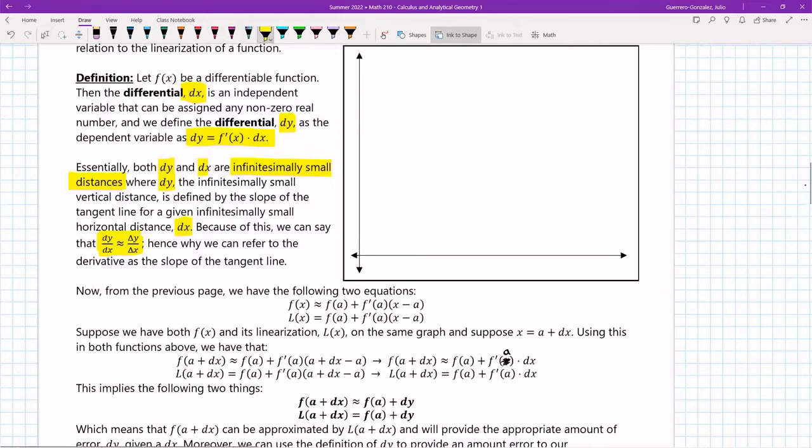We know that f of x is approximated by this equation right here. And as a much cruder approximation, we have the linearization, the L of x, that formula. So what we're going to do now is analyze both of these formulas with specific values. In particular, we're going to look at when x is equal to a plus dx.